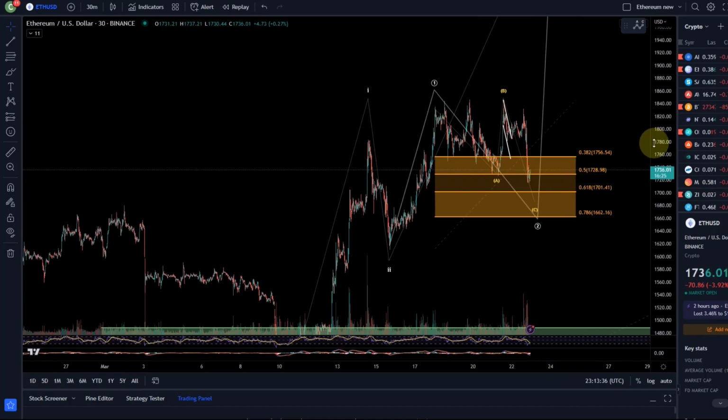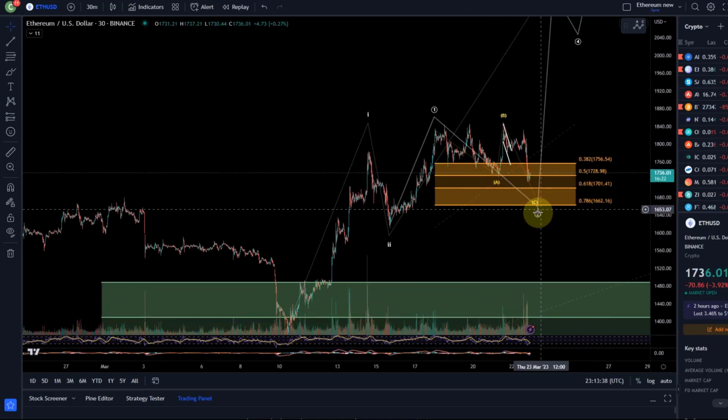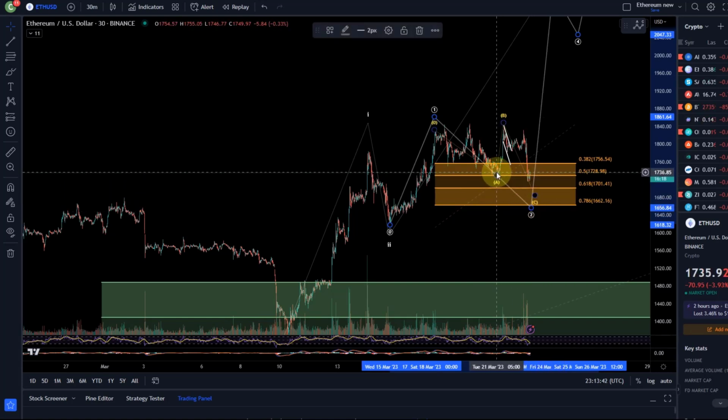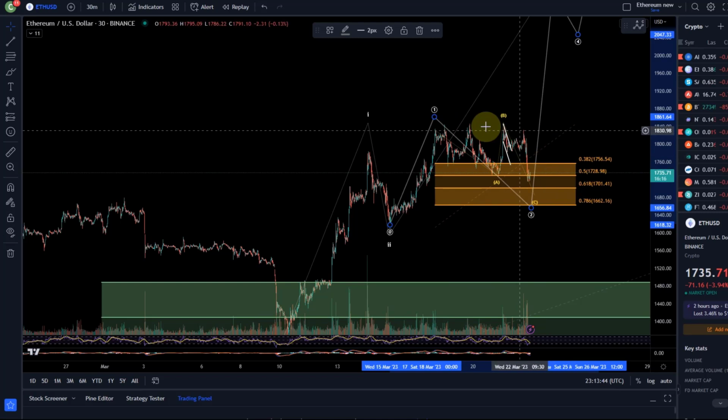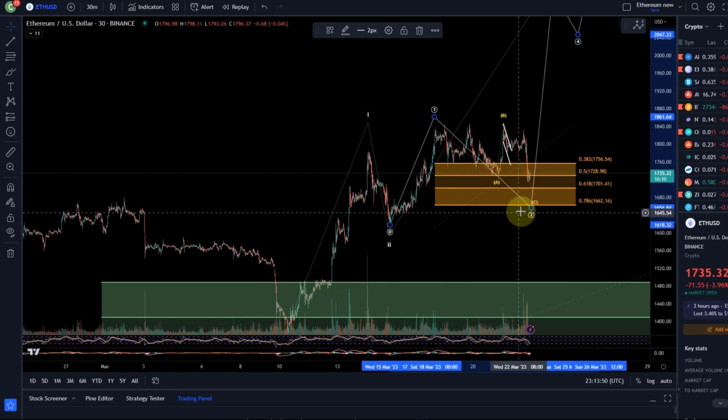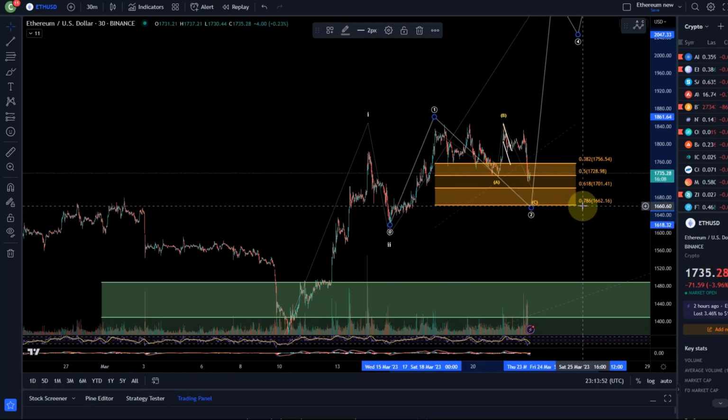Ethereum is still in this 1-2 setup here. I think it did reset this circle wave 2. Before that I had another possible 1-2 setup here, but it was all part of this larger 1-2 setup, and the support levels remain valid. We've got here this 78.6 retrace at 1662.